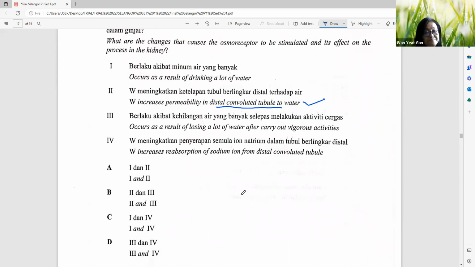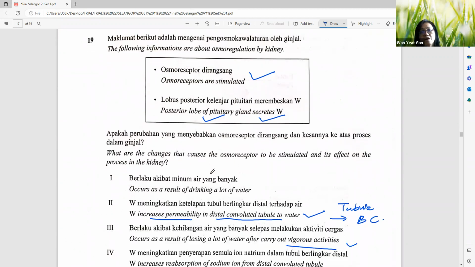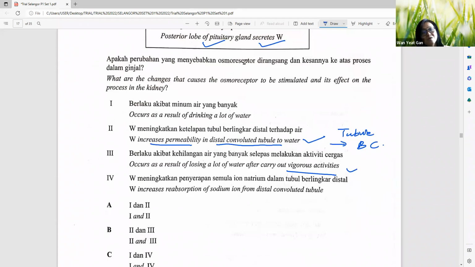This occurs when a person loses too much water during vigorous activity. So the tubule becomes more permeable so that more water is reabsorbed from the tubule into the blood capillary. Because it's stated that the osmoreceptors are stimulated, you need to reabsorb more water. So the answer here is D, 2 and 3.